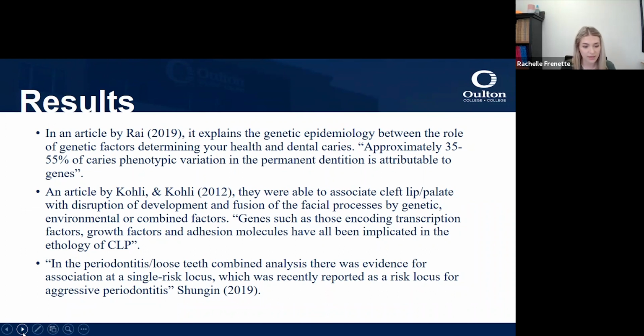And in the periodontitis and loose teeth combined analysis, there was evidence for association at a single risk locus, which was recently reported as a risk locus for aggressive periodontitis by Shung in 2019.